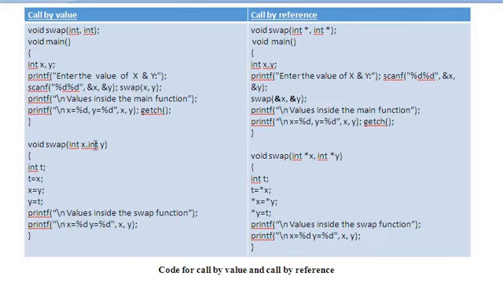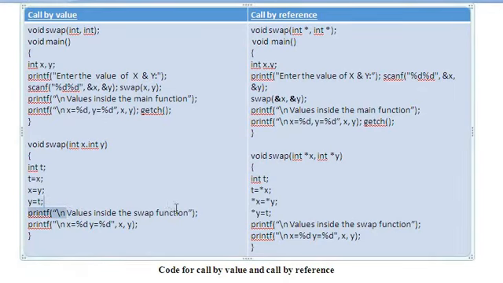In your function definition, void swap integer x comma integer y, transfer these two variables, so I can declare a third temporary variable integer t. First store value of x in t, then store value of y in x, then store value of t into y, then display the value of x and y. Here you can get swapped values. For example, here I entered two values 8 and 12, then you get a message like this: values inside the main function, x is equal to 8 and y equal to 12, and values inside the swap function, x is equal to 12 and y equal to 8.